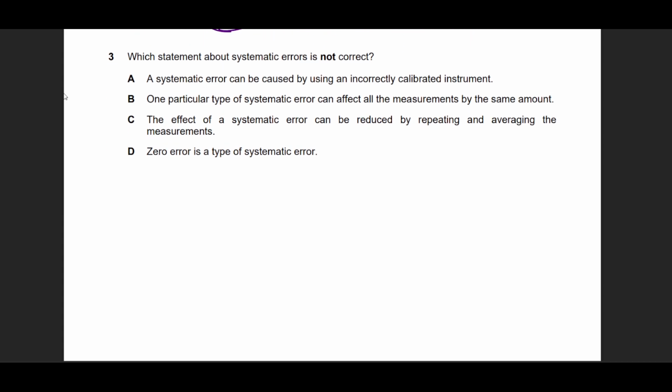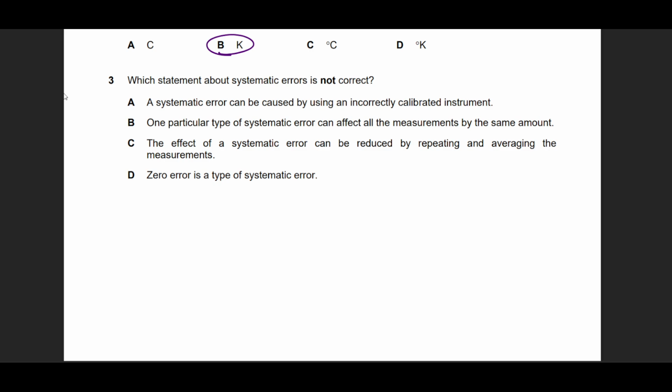Question number 3. What statement about systematic error is not correct? Systematic error is due to the system. This is a constant sign problem. If you're constantly overestimating, then that would be a constant sign problem. You're doing the same mistake again and again, and it can be corrected if you once identify what the problem is. Okay, so he says is not correct.